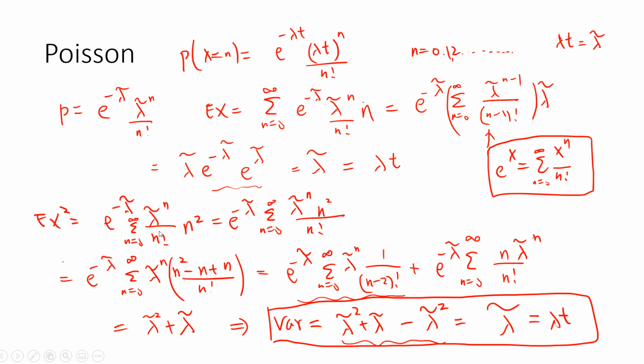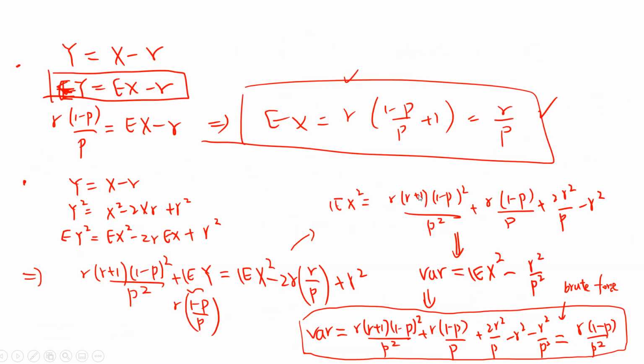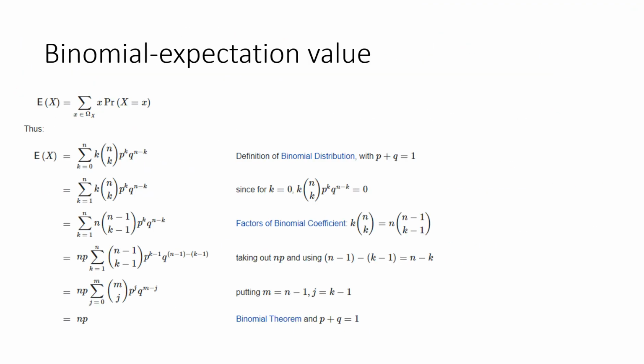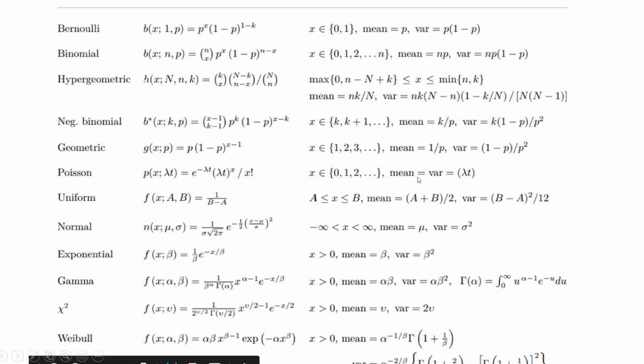Okay, and E[X squared] is the same. You get n squared, right? So the same trick: every time you see n squared in probability, you should write it as n squared minus n plus n. This has already happened thousands of times. So you start from here and expand these two terms. The first term gives you n factorial over (n minus 2) factorial, and this is (n minus 1) factorial. So you get lambda tilde squared plus lambda tilde, and then your variance is lambda tilde squared plus lambda tilde minus lambda tilde squared, and you get lambda tilde. Okay, lambda t. If you go back to our table, the mean and variance are both lambda t. So very easy.